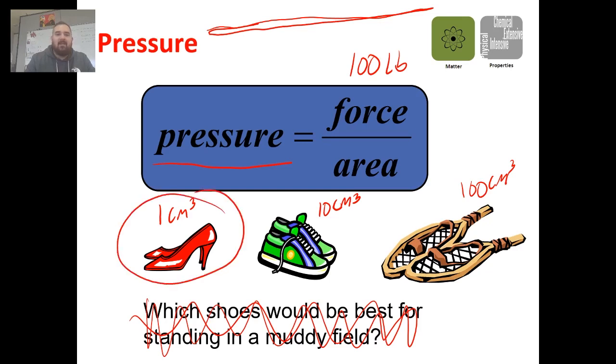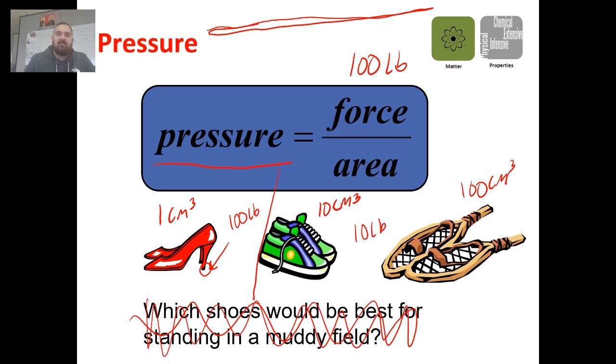It's going to be the high heel. So 100 pounds of force divided by 1 centimeter. You're going to have 100 pounds of pressure on this shoe, assuming you're standing on 1 foot. There's going to be 100 pounds of pressure on this one heel. Whereas on this shoe, what's it going to be? So this one would be 100 pounds of pressure. What would this one be? The 10 centimeter cubed. It would be 10 pounds of pressure.